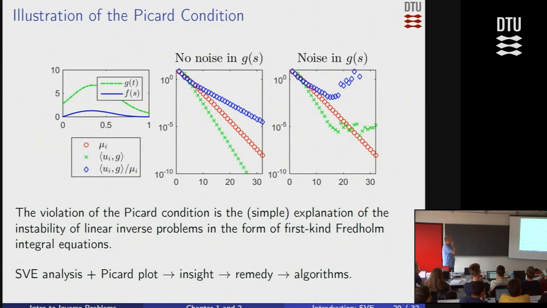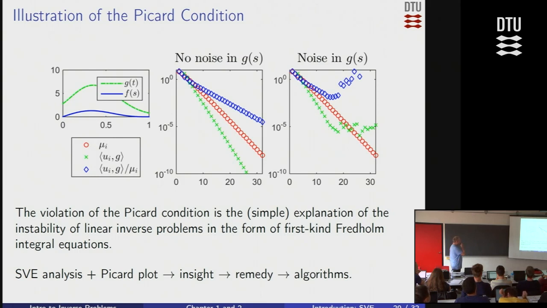Okay, so let's see. We have the red circles. Those are the singular values. And sure enough, they decay. And they must decay because we have defined them to behave like that. And actually, you can see how fast they decay if you want to do that.